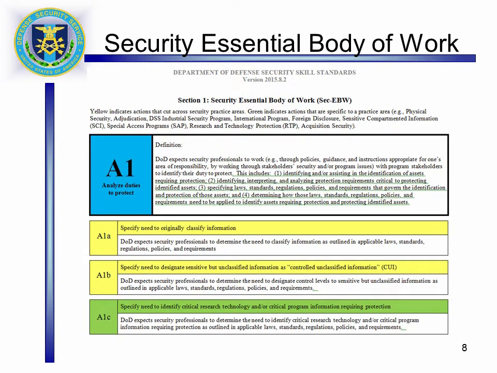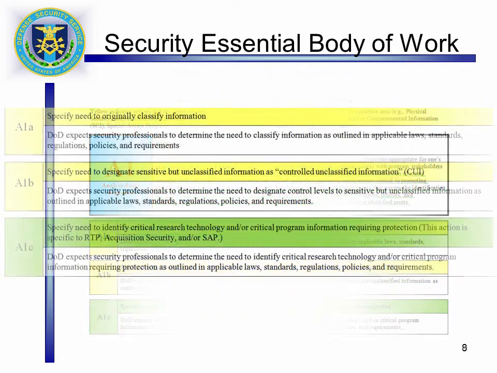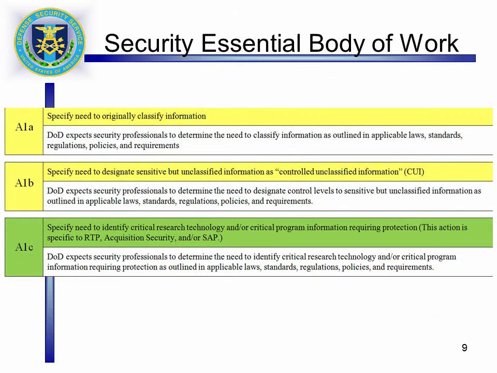Let's look at how to use this tool. First, looking at this accountability and breaking it down, a user would see the name, Analyze Duties to Protect, and could read its definition. From there, the action will be listed. In this example, A1A is yellow. That means that no matter what area of security a person practices within, they will be expected to be able to specify need to originally classify information. If they didn't know what that meant, they could read the definition below it.